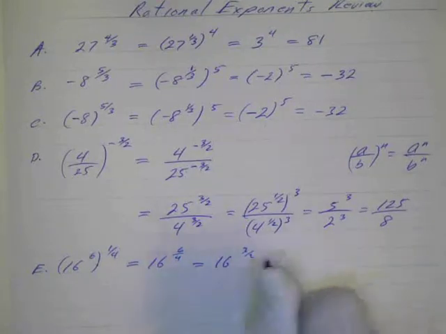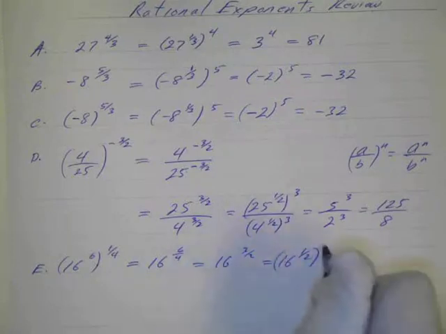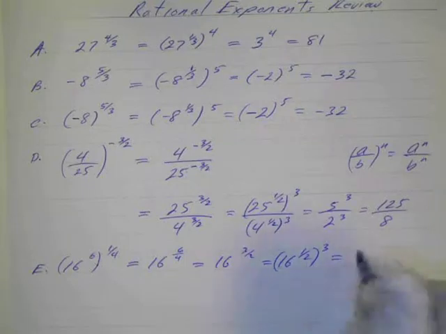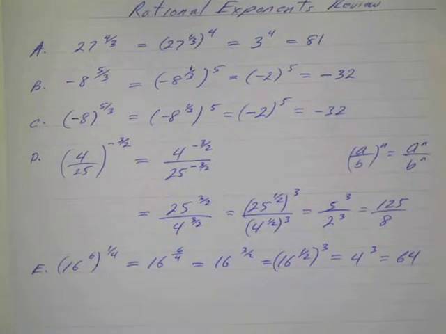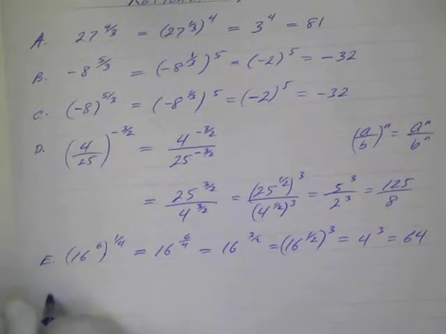And then remember, we want to root first, so we'll rewrite this as 16 to the 1/2 cubed. All right? And what's the square root of 16? 1/2 power square root, so that's 4. So that's 4 cubed. And 4 times 4 is 16 times 4 is 64, so it ends up being 64. Okay? That wasn't too bad, so letter F.